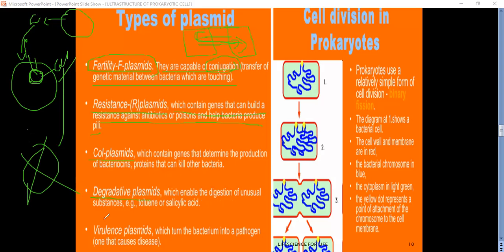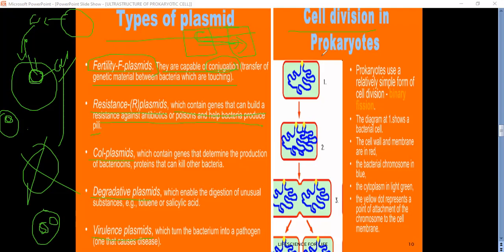Next, degradative plasmids, which enable the digestion of unusual substances. That is, if unusual substances are present, they can be degraded using these degradative plasmids. And another one is the virulence plasmid, which turns the bacterium into a pathogen. If the host chromosomal DNA doesn't produce any pathogenic features, sometimes these plasmids produce substances which make it a virulent and pathogenic organism. So there are different types of plasmids produced in bacteria.